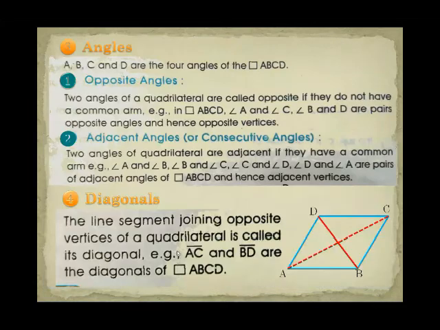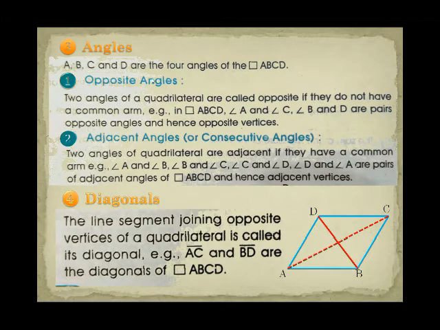Now students, here we are discussing the further parts of the quadrilateral, which are the angles. Angle A, B, C, D are the four angles of quadrilateral ABCD. Here I draw a quadrilateral. As you see, students, there are four angles drawn inside the quadrilateral. So these are the angles of the quadrilateral. Now the angles are further discussed in two parts.